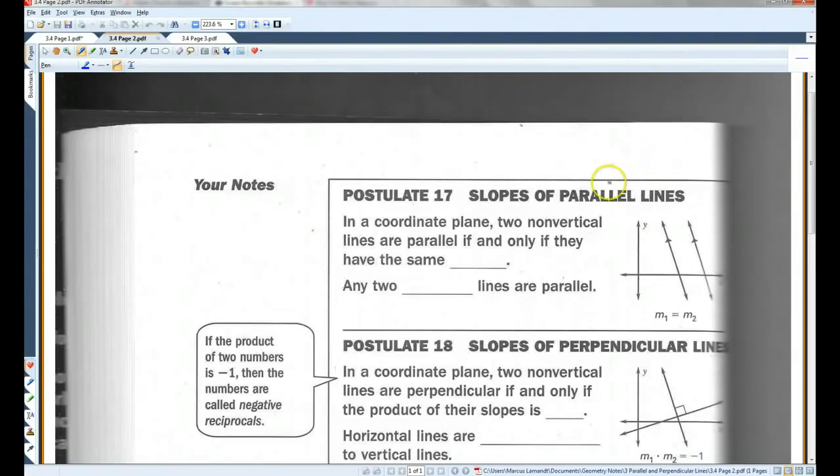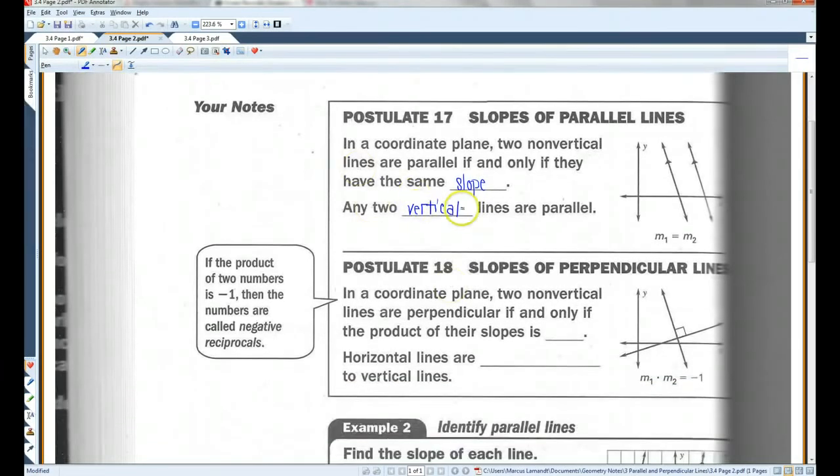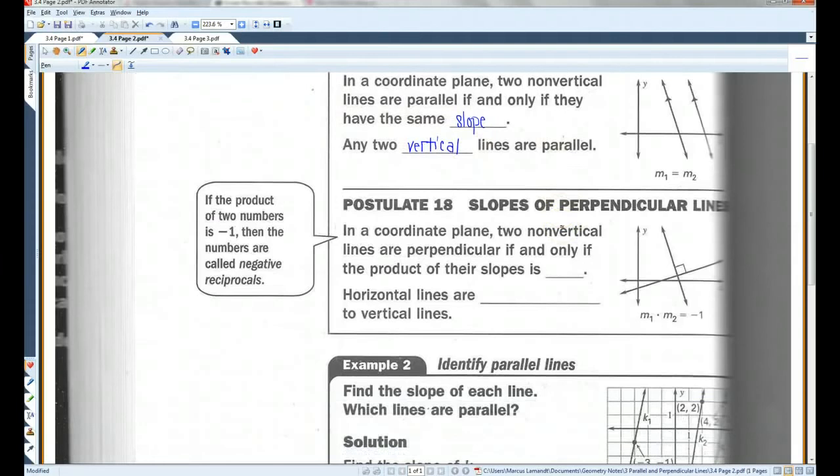Postulate 7. In a coordinate plane, 2 non-vertical lines are parallel if and only if they have the same slope. Also, any 2 vertical lines are parallel. Okay? Now, they say this because vertical lines have no slope. So, if 2 lines both have no slope, they're both undefined, then they're parallel. Okay. Slopes of perpendicular lines. Hopefully you guys remember from algebra, if you have perpendicular lines, they have opposite reciprocal slopes.